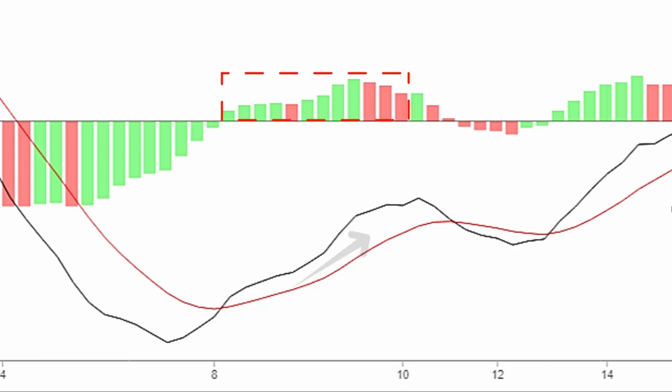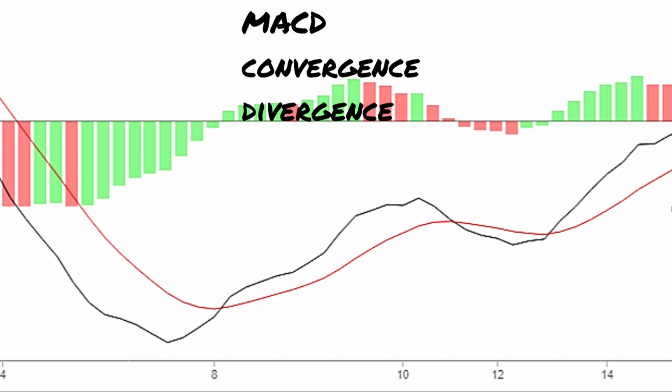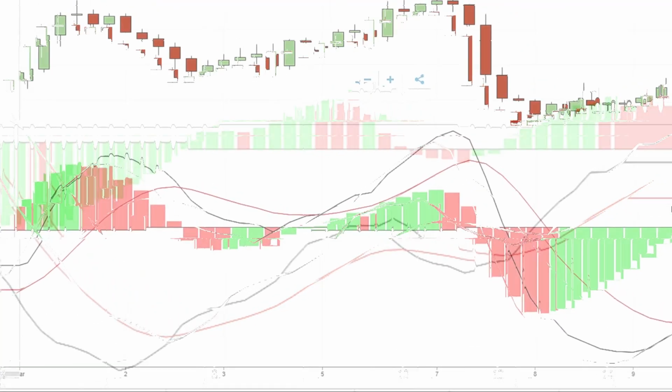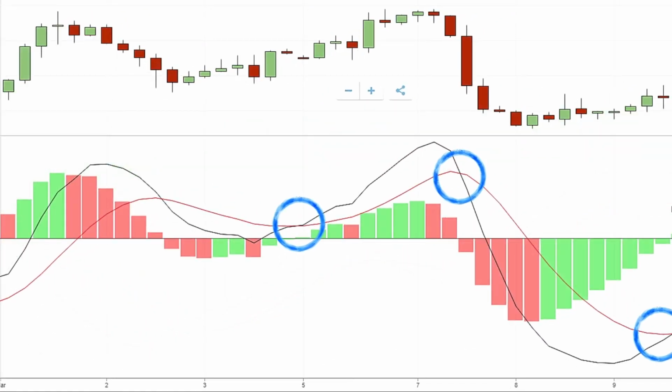This is called convergence because the faster moving average is converging, or getting closer to the slower moving average. I think now it makes sense: Moving Average Convergence Divergence. So how does it work? When a new trend occurs, the faster line, the MACD line, will react first and eventually cross the slower line, the signal line. When this crossover occurs and the fast line starts to diverge or move away from the slower line, it often indicates that a new trend has formed.